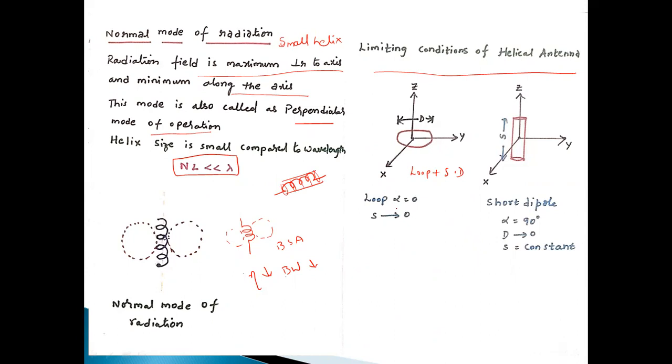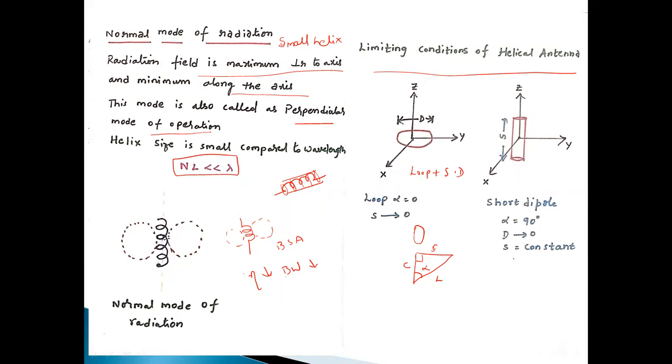Whenever I have a loop, what does it mean? In that case, there is no spacing concept. If this is my right angle triangle, this is alpha, S, L. Whenever S is 0, alpha tends to 0. In that case, we will have the loop concept. That means no separation or spacing between the turns. Only a single loop or turn will be present. This case is the loop antenna case.